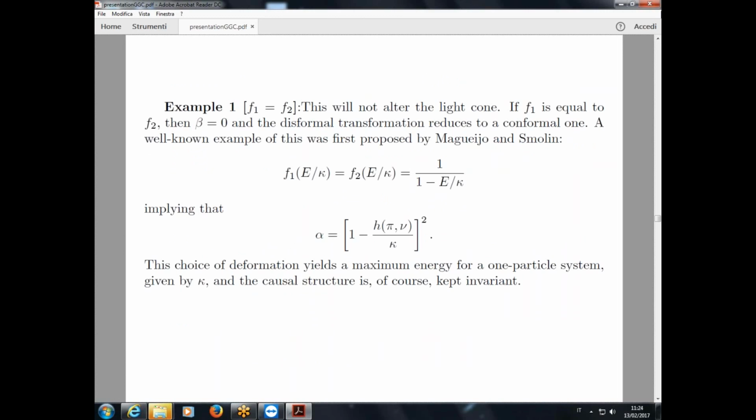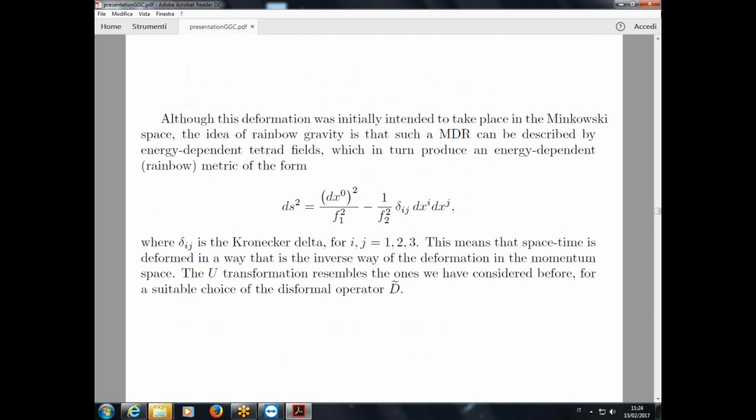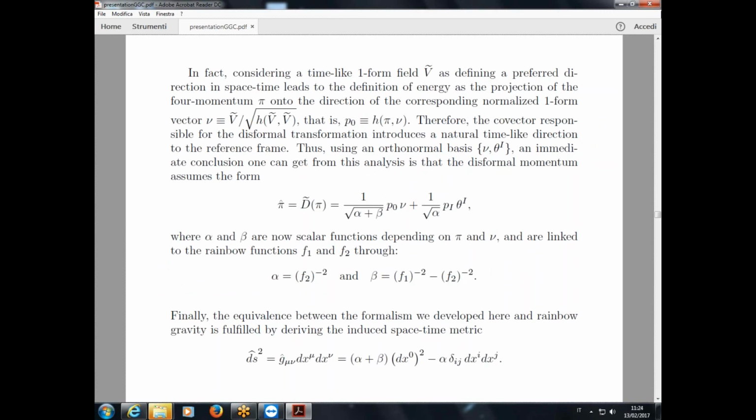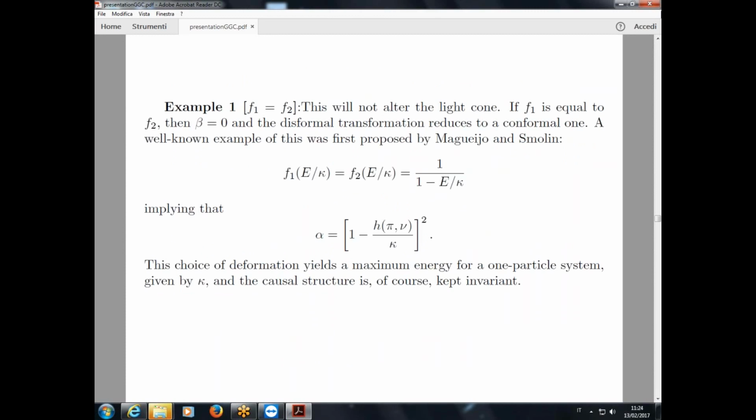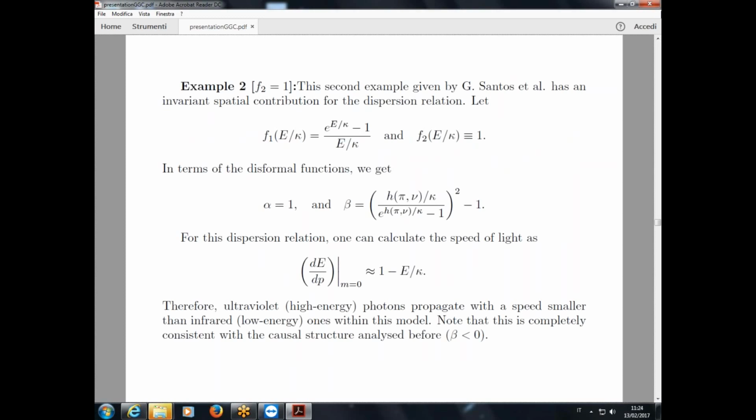The first one given by Magueijo-Smolin, they consider F1 equal F2, therefore beta equals 0. And we know that if beta equals 0, it's a conformal transformation, and because of that, causal structure is preserved. The second example given by Grazielli, she was a former postdoc here. She considered F2 equal 1, F1 equal this function. And using now these formal coefficients, you get this. And if you plot beta, you're going to see that it's negative. And therefore, the speed of light should be less than 1 if you calculate this one. But we already know that because of the sign of beta.